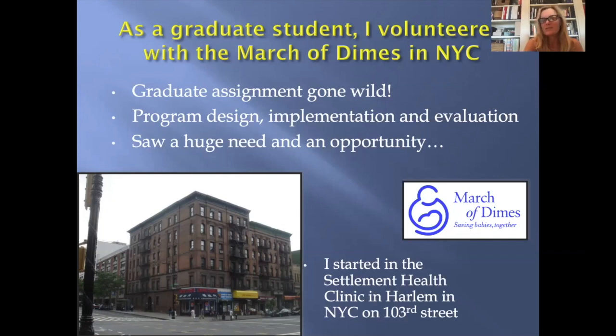I reached out to the March of Dimes and asked if I could implement it in Harlem at the Settlement Health Clinic, which is pictured right here on the left. It's one building in from the corner there on 103rd Street. I implemented my first program, which was a pregnancy prevention program. It was a teen-facilitated health intervention program. I trained older girls who were 16 and 17 who actually had been pregnant before. I trained them in the program, and they delivered it to their younger peers, basically trying to get them to use contraception and not to get pregnant.